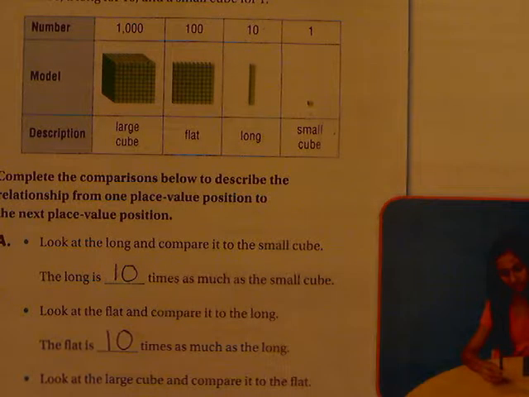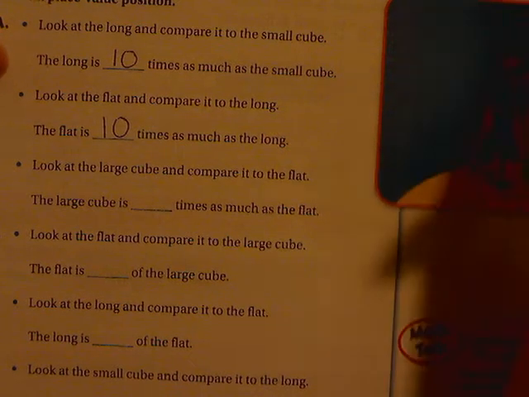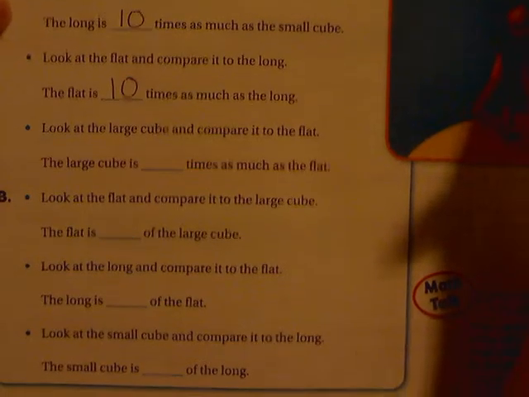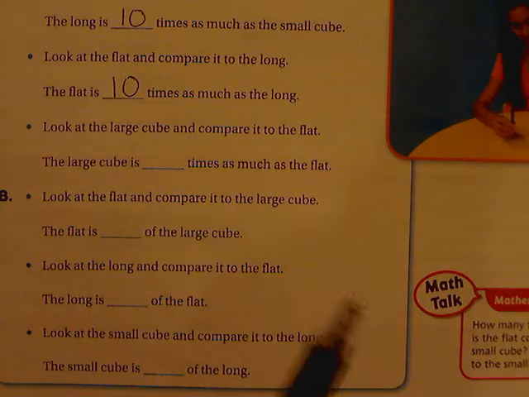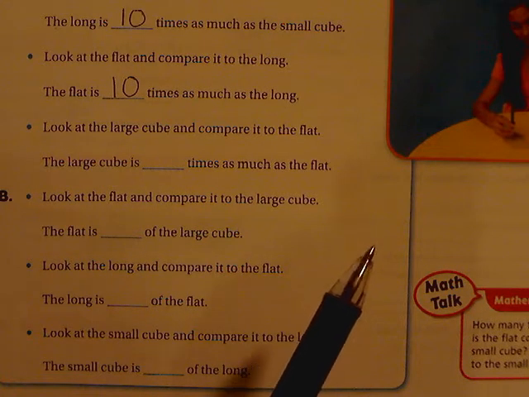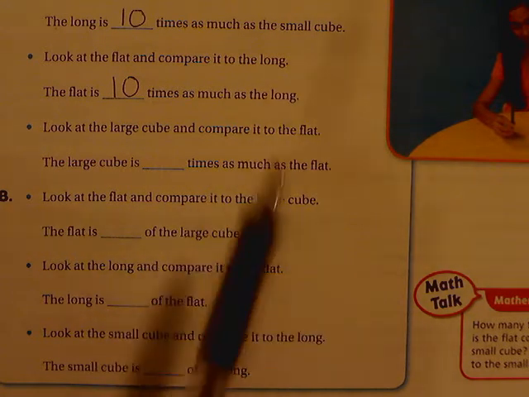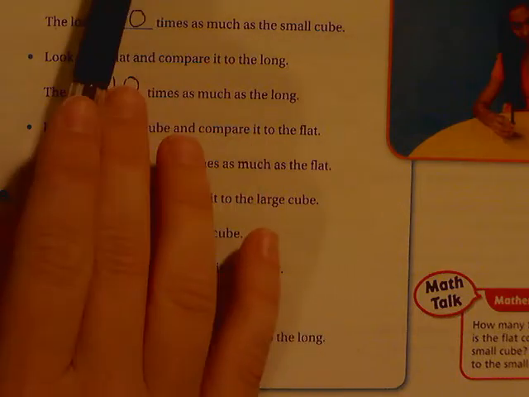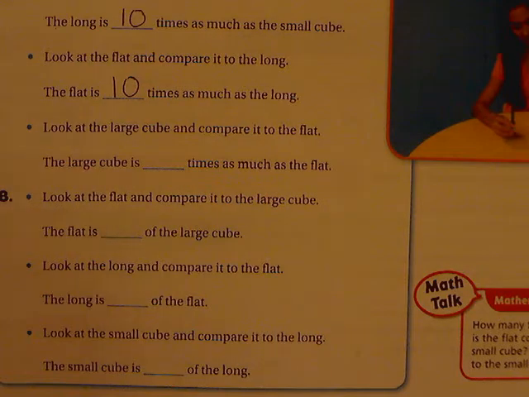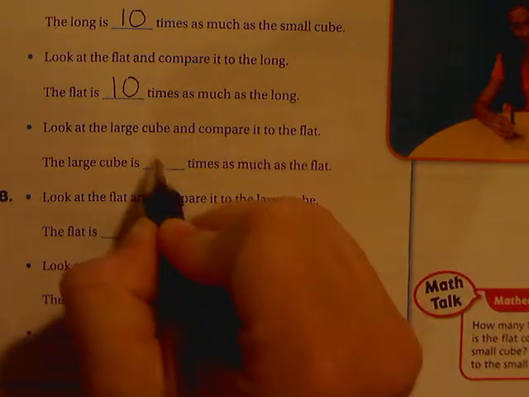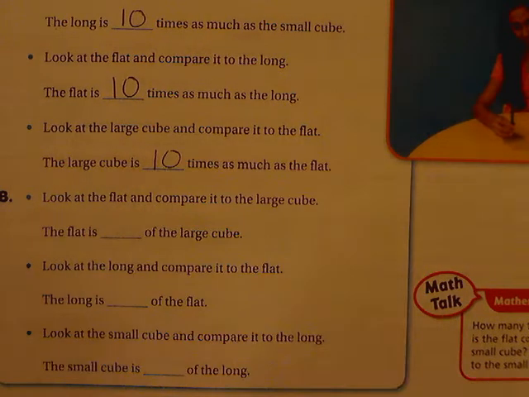If I keep moving down my bullet list here, the next one asks me to look at my large cube and compare it to the flat. My large cube is worth 1,000 and my flat is worth 100. And I know that to get from 100 to 1,000, I have to multiply by 10. So that means that my large cube is 10 times as much as my flat. It looks like when you're moving from one place up to the next place, it's 10 times as much.